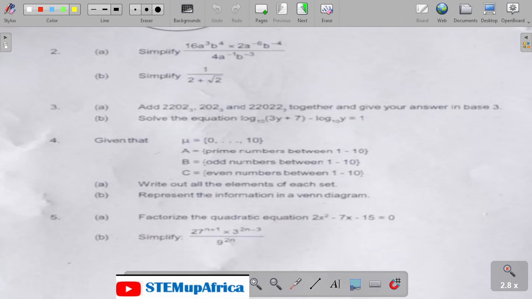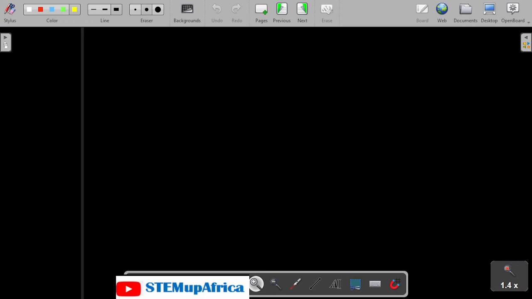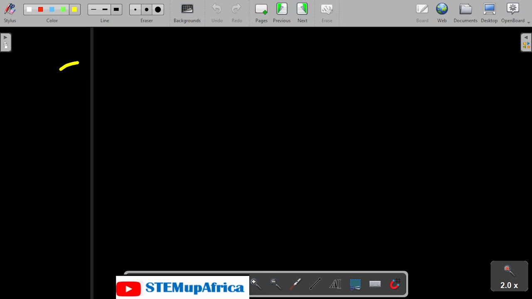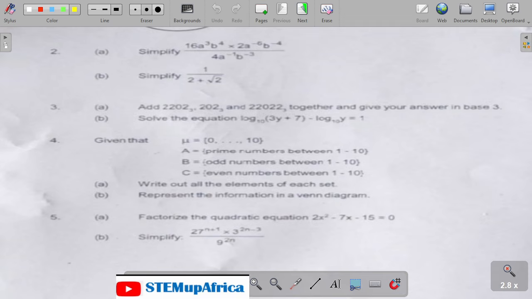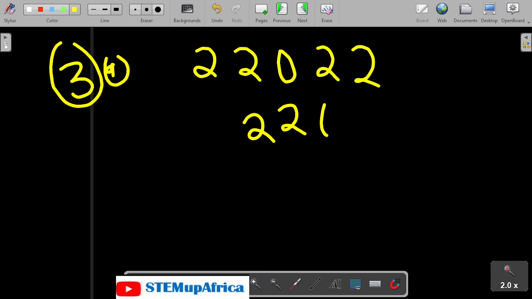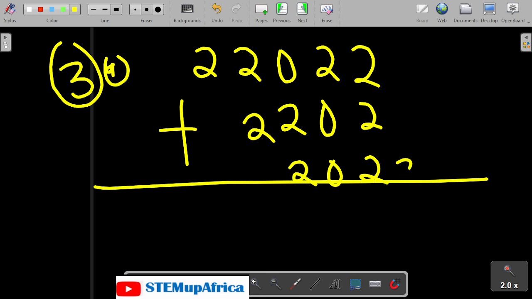Question number 3. We should add up 2202 in base 3, 202 in base 3, and 2022 in base 3. So let's go to 3a. Let's start with the bigger number. So I'm going to have 2022, then 2202, then 202. We are adding all of them in base 3.